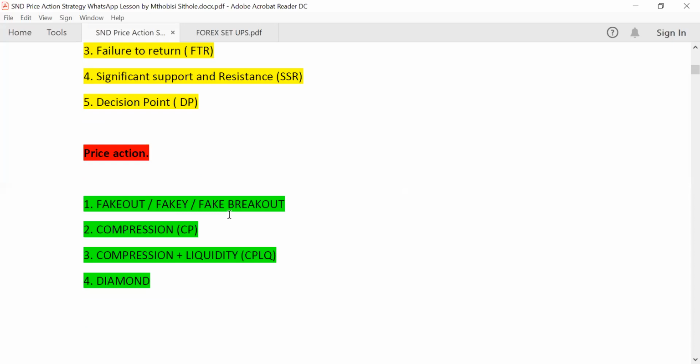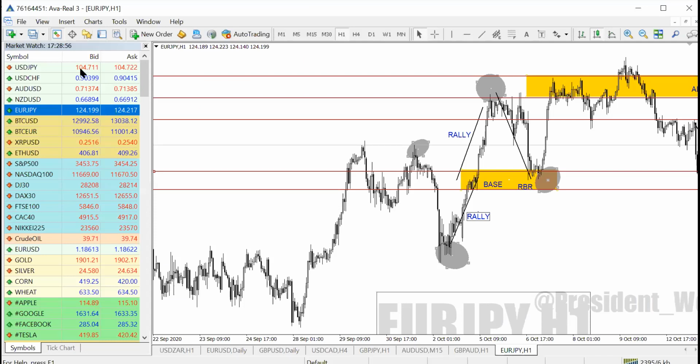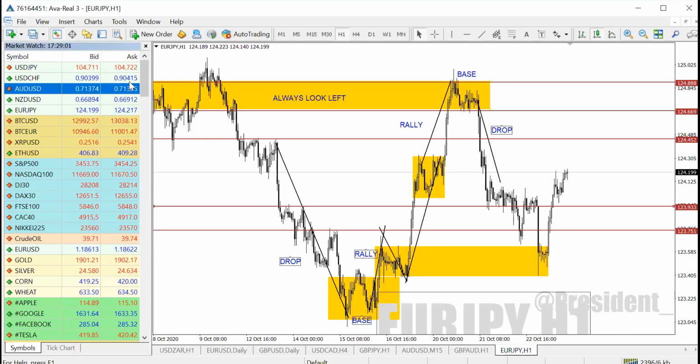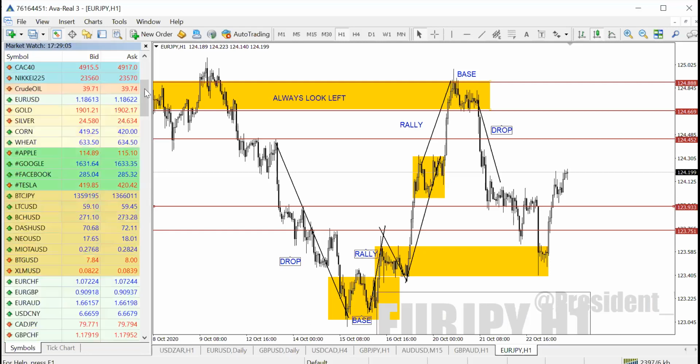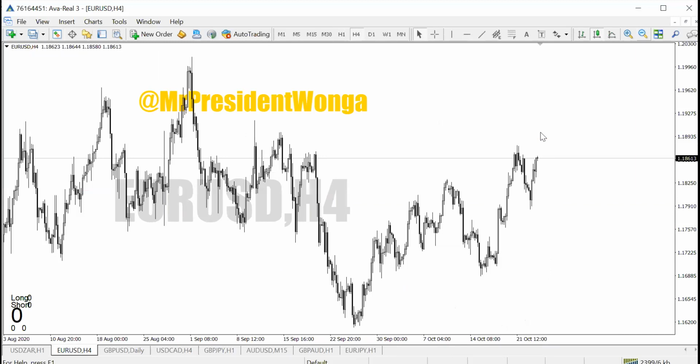So if you look at these ones, what we are talking about here is the price. We said firstly it's a component to identify supply and demand. Let's just check one trade. Okay, this is Euro USD. Let's just zoom out a bit. As you can see, this is Euro USD.